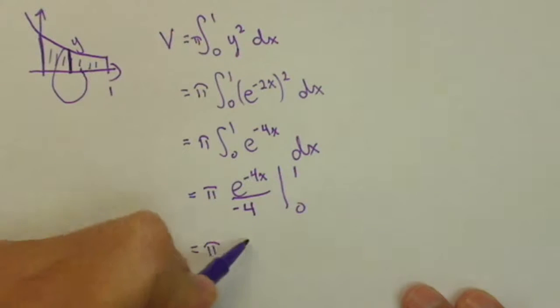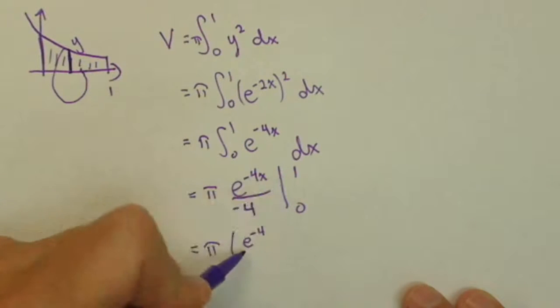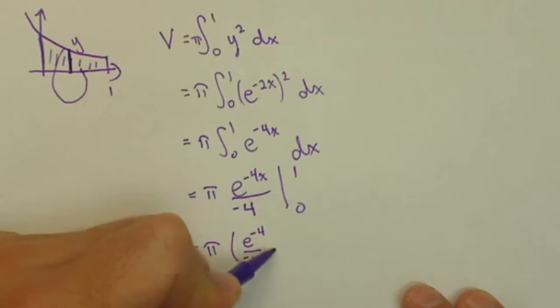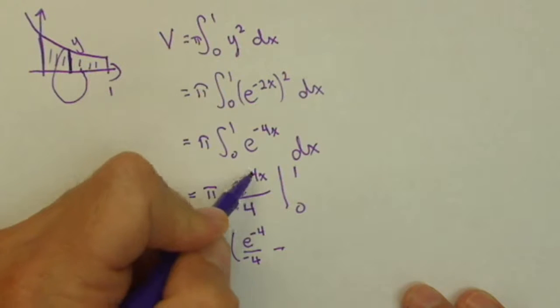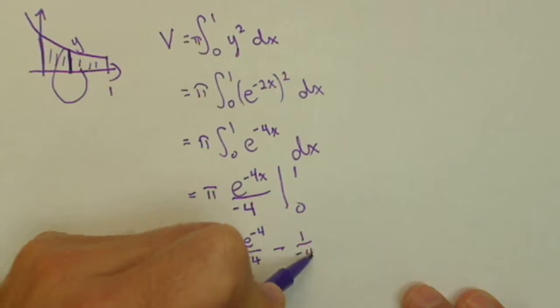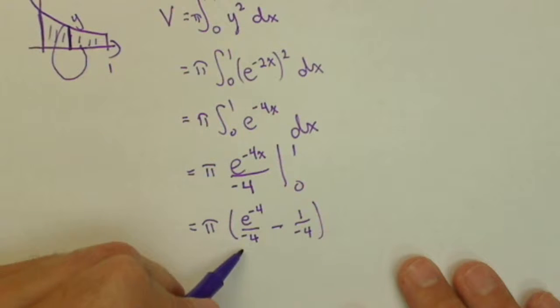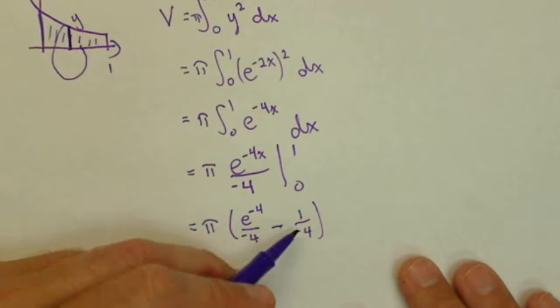So we have pi, e to the negative 4 when we plug 1 in over negative 4, minus, now when we plug 0 in, we get e to the 0, which is 1, so 1 over negative 4. And e to the negative 4th over negative 4 is much smaller than this.